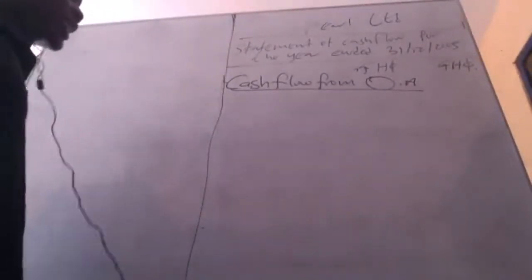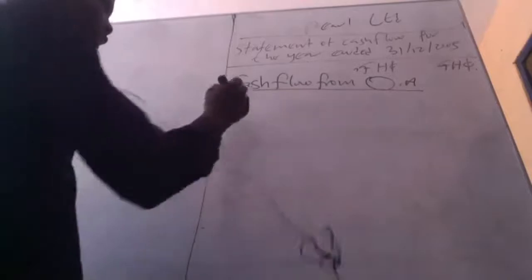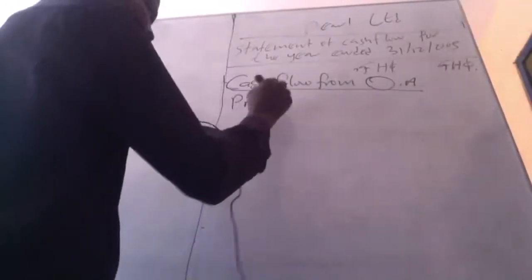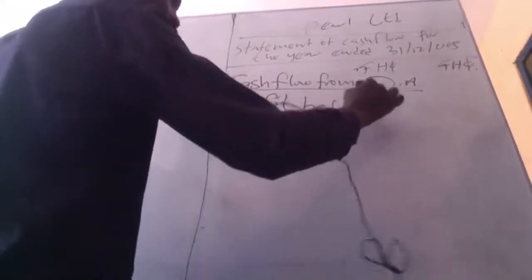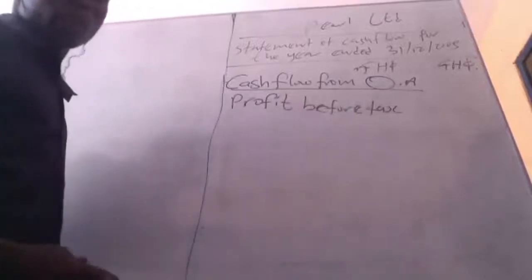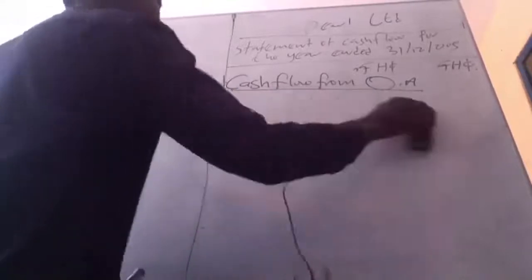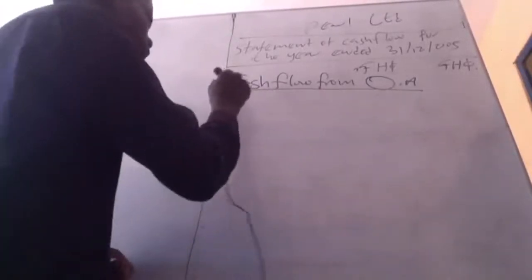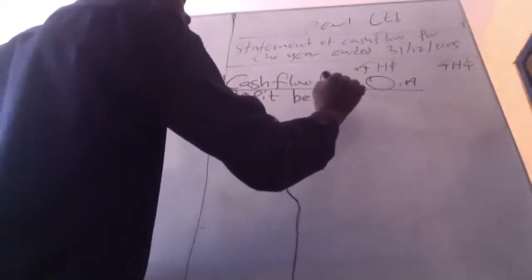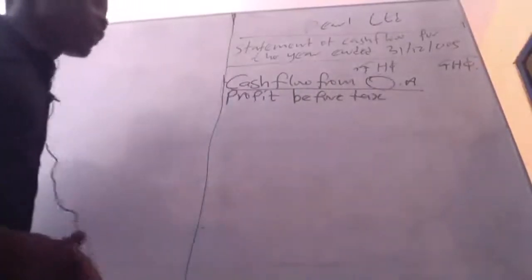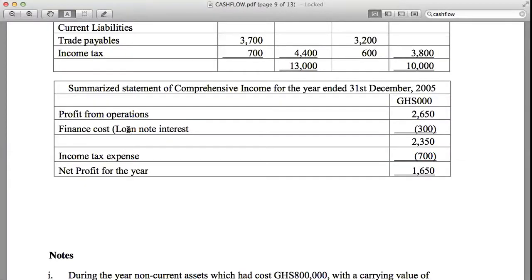Now, cash flow from operating activities. We are using the indirect approach. With the indirect approach, where do you start from? You start from profit before tax. So you write it first before going for the items. Profit before tax. So let's go to the question and look for the profit before tax. From the question, now be with me. Let's go and pick the item together. For the first one, we are doing it together.